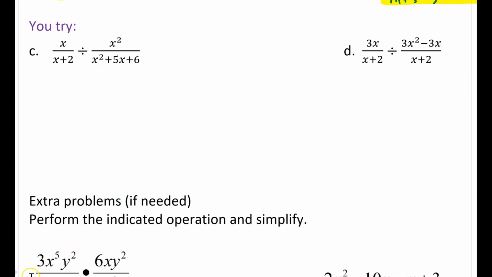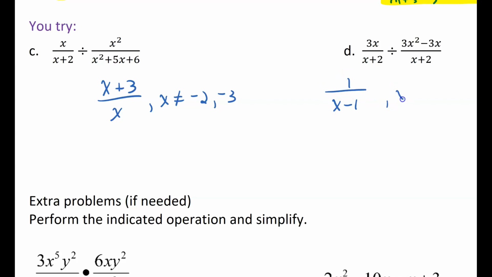Okay, what did we get for C? X plus 3 over x. X cannot be equal to -2 or -3. And what do we get for D? 1 over x minus 1. X cannot be equal to -2 or 0.